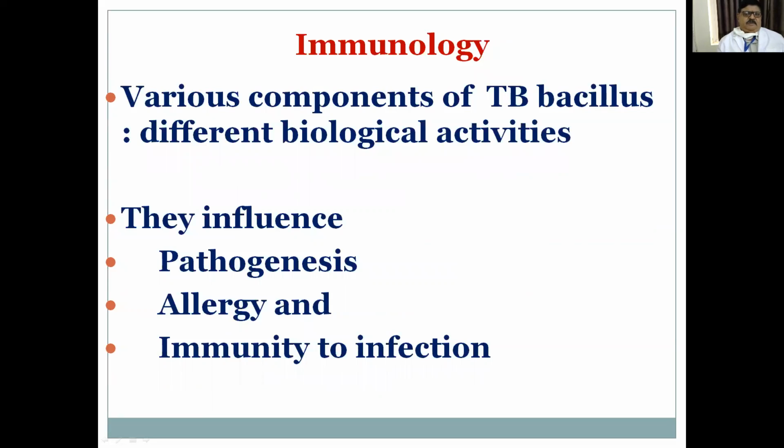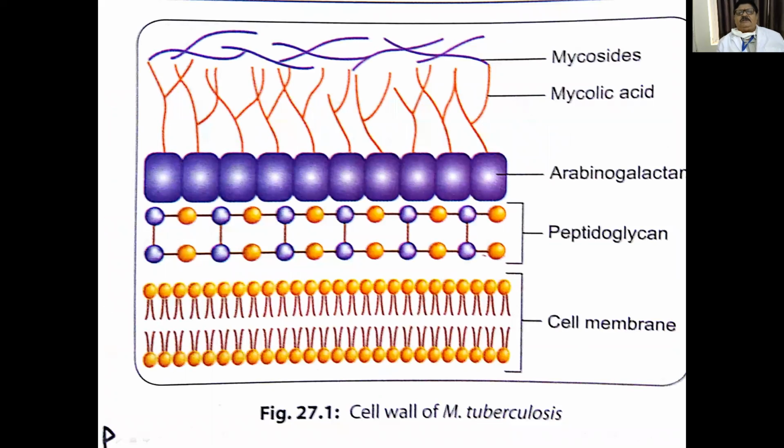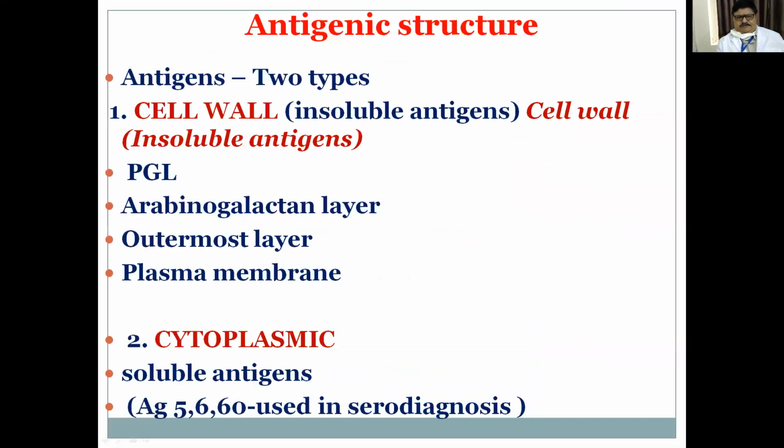Coming to the immunology part, the various components of TB bacillus have different biological activities. They influence the pathogenesis, allergy, and immunity to infection. So we were discussing the mycosides in the cell wall, the mycolic acid, and also the arabinogalactan layer, the peptidoglycan layer, and the cell membrane. Okay, so the mycolic acid, when a short notes question is asked, this figure will be helpful to you.